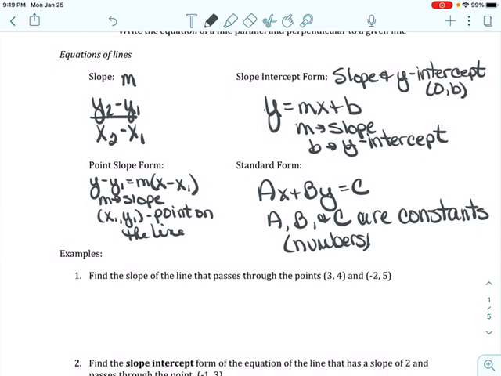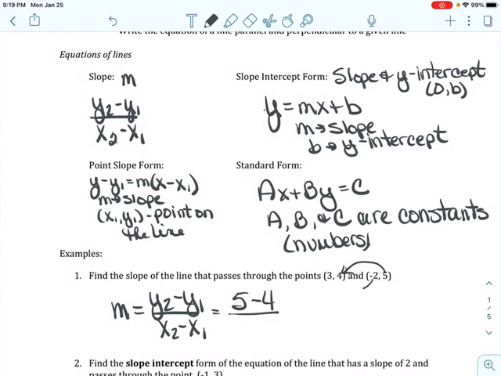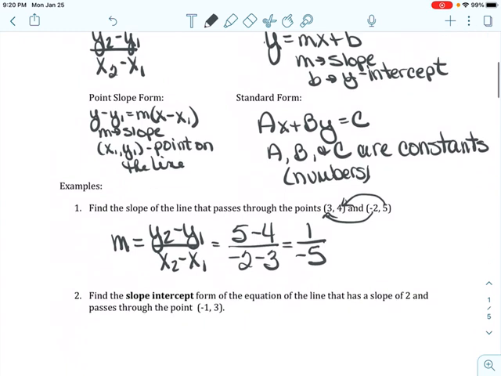So our first question is, what is the slope between these two points? So we're going to use our formula. Okay, so I'm going to do second minus first over second minus first. Okay, so I get 1 over negative 5. If I needed to graph that, that means whatever point, I'm going to go up 1 and left 5 to get to another point on the line.